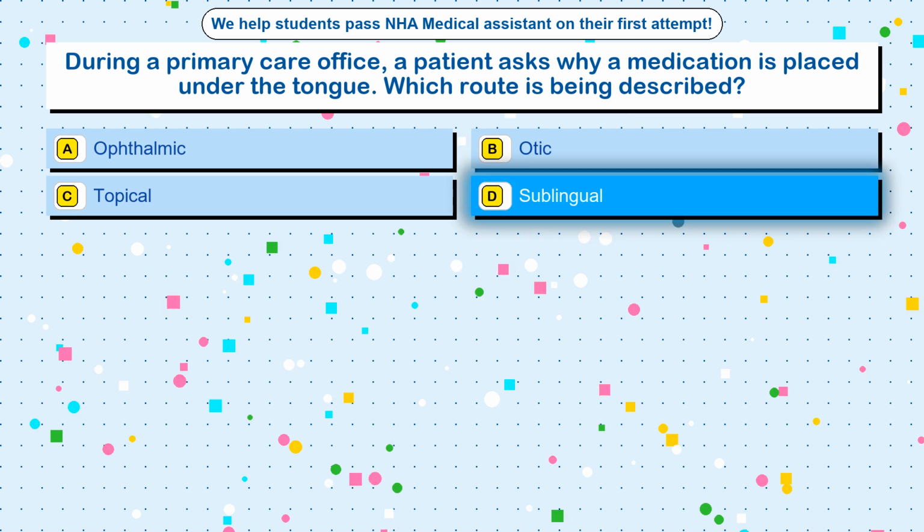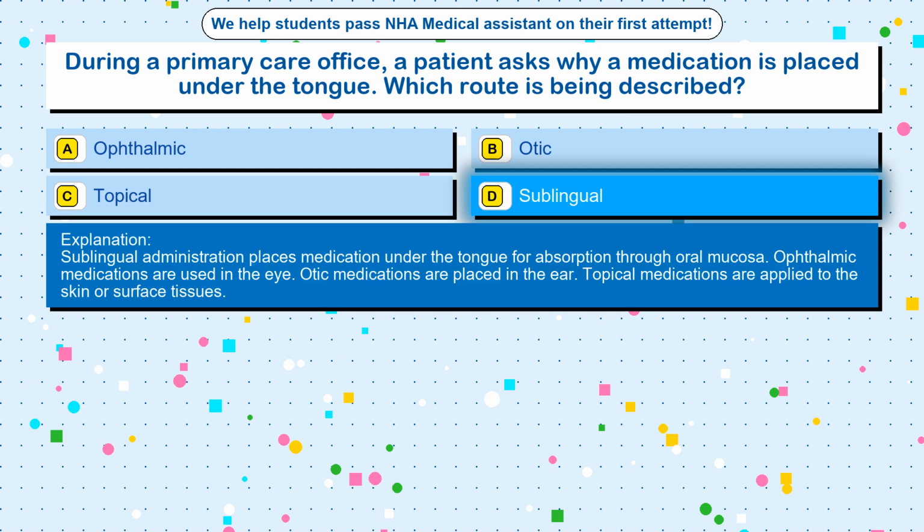The correct answer is option D, sublingual. Sublingual administration places medication under the tongue for absorption through oral mucosa. Ophthalmic medications are used in the eye. Otic medications are placed in the ear. Topical medications are applied to the skin or surface tissues.